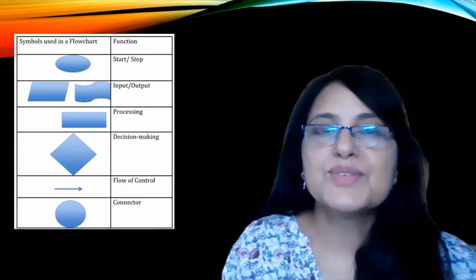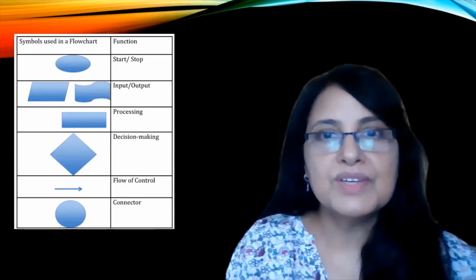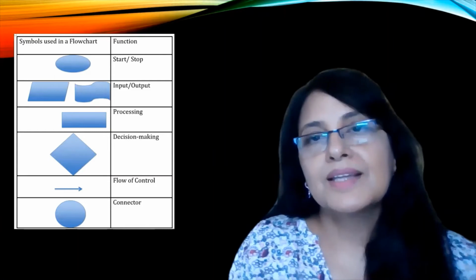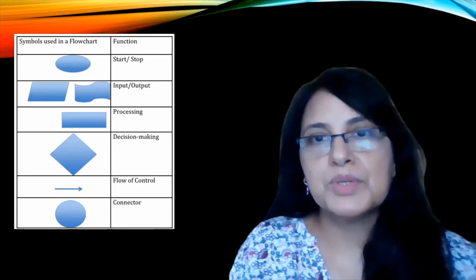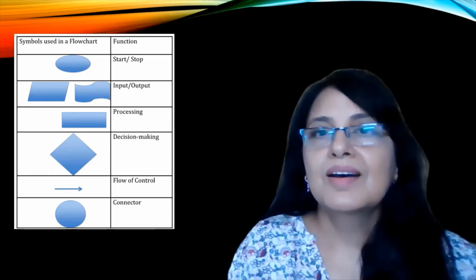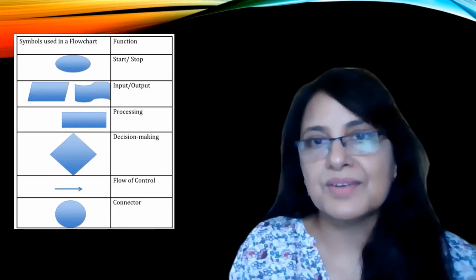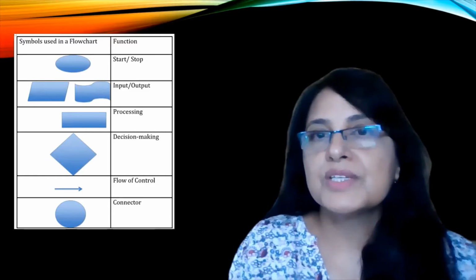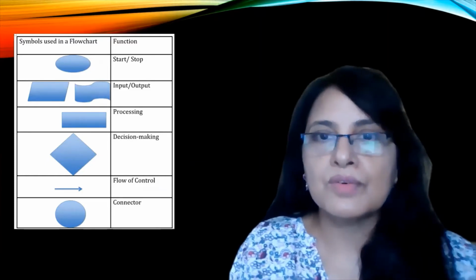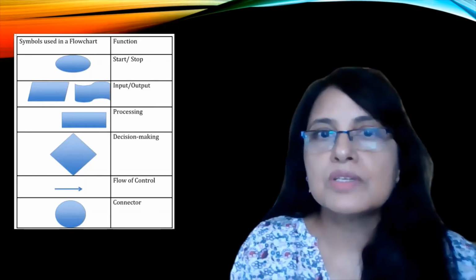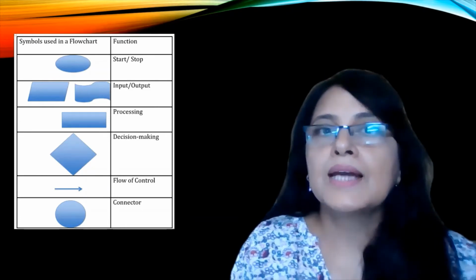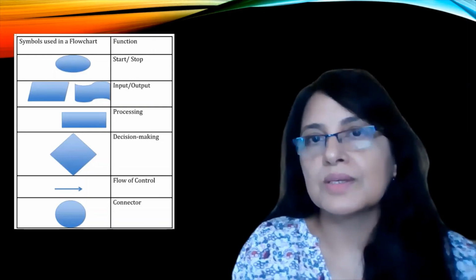Some of the symbols used in a flowchart are oval for start and stop. There's parallelogram for input and output statements. For processing statements, there's a rectangle. And for decision-making statements, we use a rhombus. We use arrows for flow of control, and for connectors, we use circles.